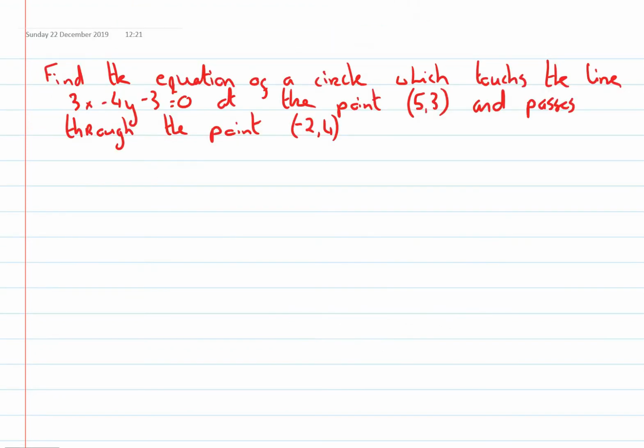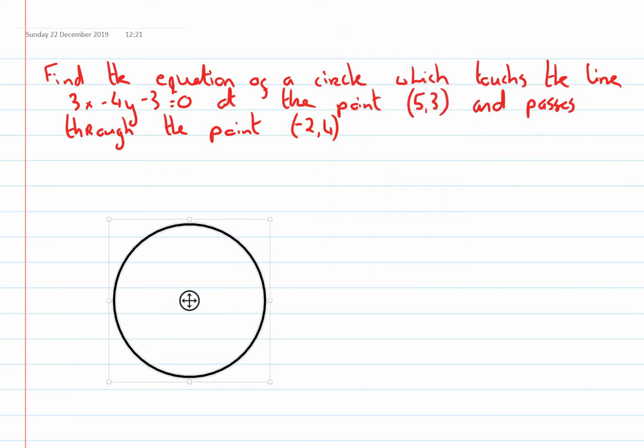Right, next question. Find the equation of a circle which touches the line 3x minus 4y minus 3 equals 0 at the point (5, 3) and passes through the point (minus 2, 4). Right, again, sketch it. So there's our circle, and we'll draw our line.